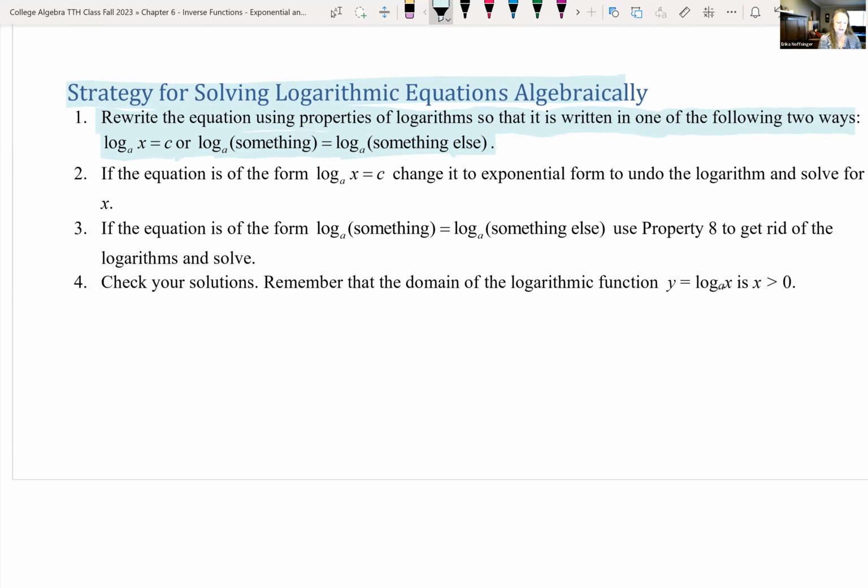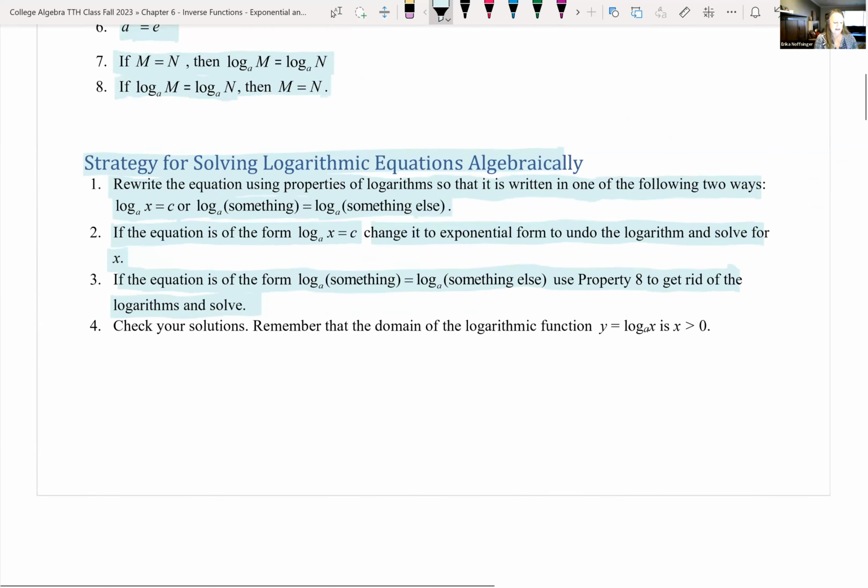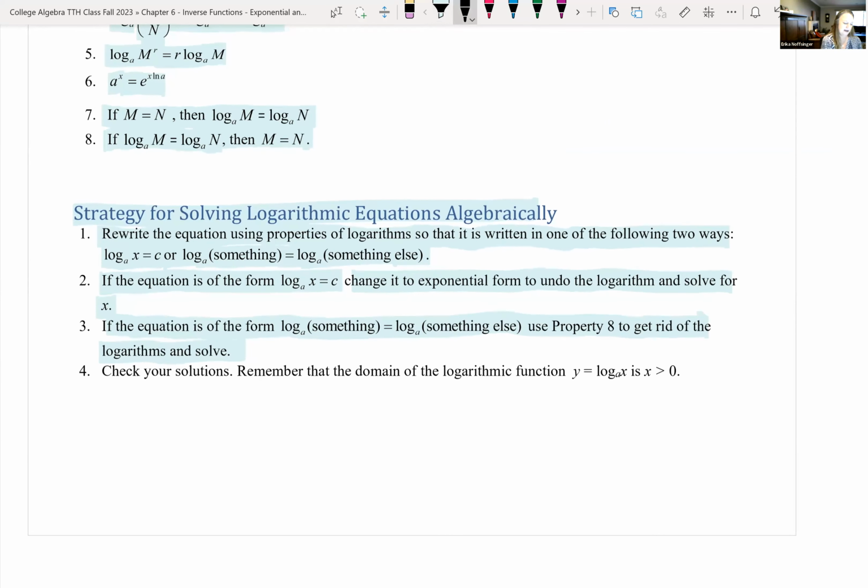If we can't manipulate it to be a single log equal to a single log, then this is where you would want to do the following. So if the equation is in the form of log base a of x equals c, so we can manipulate our equation to look like that, then change it to an exponential form, undo the logarithm, and solve for x. If the equation is in the form of log base a of something equals log base a of something, use that property to get rid of the logarithm and solve. I didn't state any properties up here, I guess.